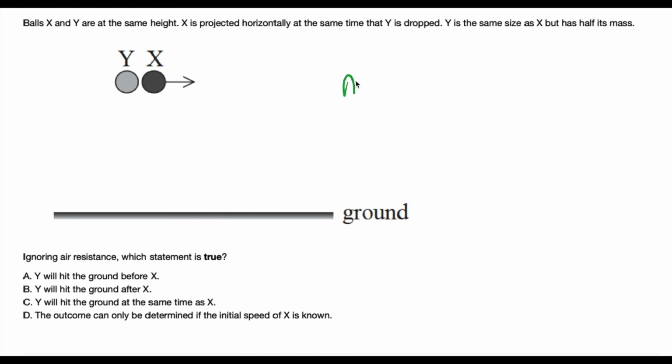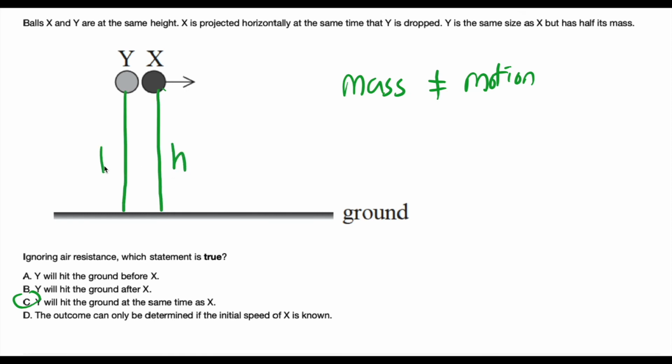So we know that mass does not impact motion. So the amount of time for X and Y to hit the ground is going to be equal. So C is correct. If you don't see why, you can see this from your kinematic equation. So we know when it hits the ground, they both travel the same amount of vertical displacement.